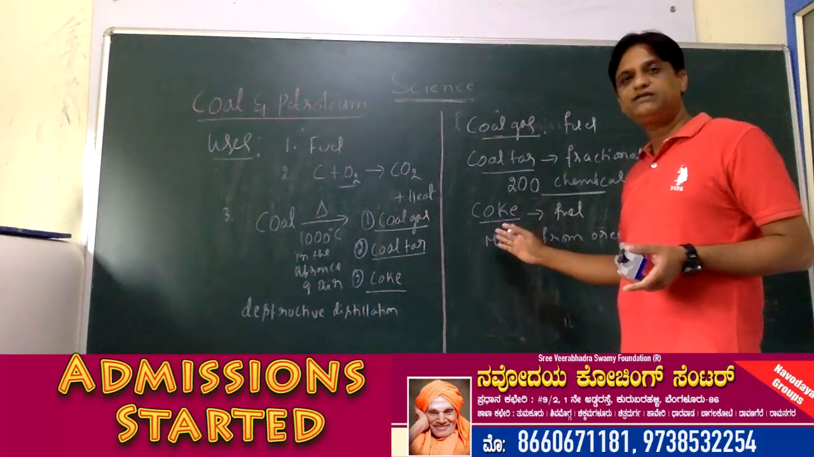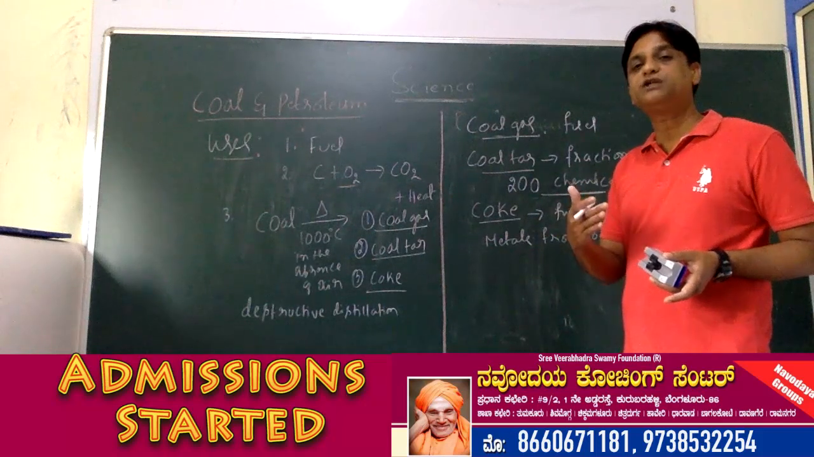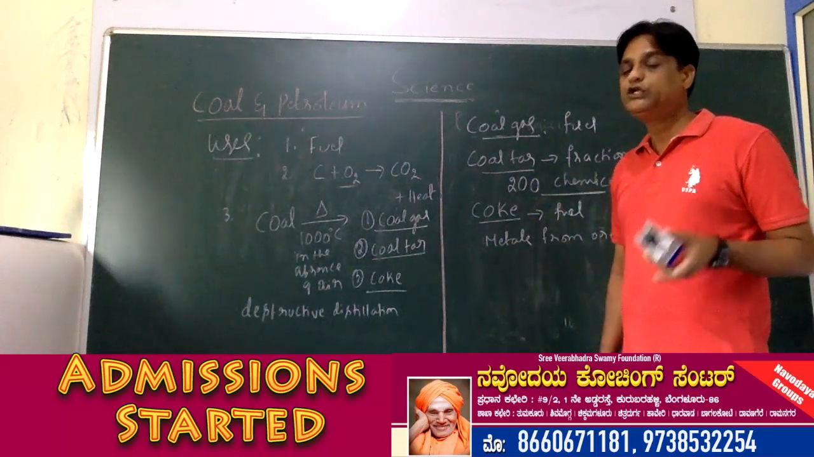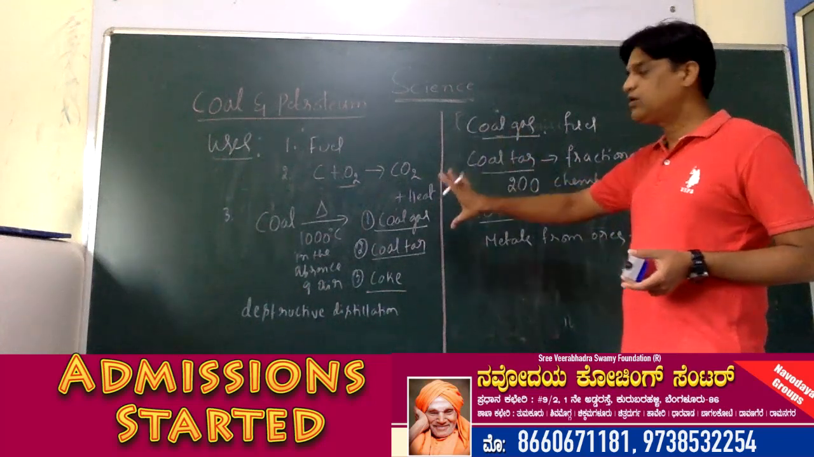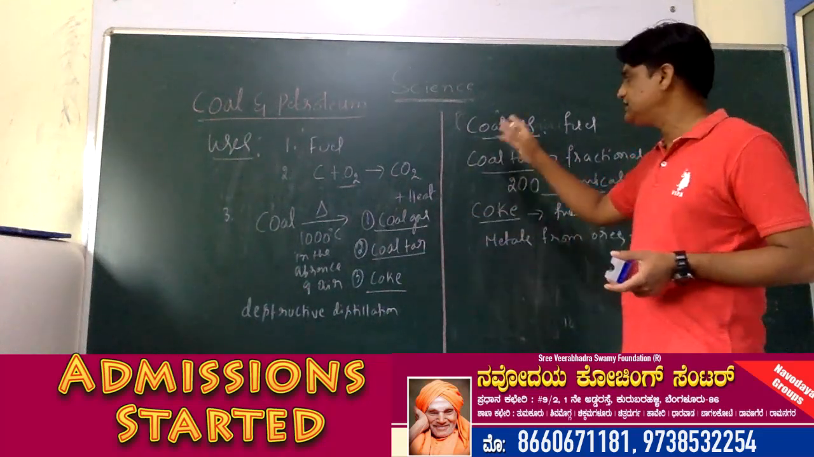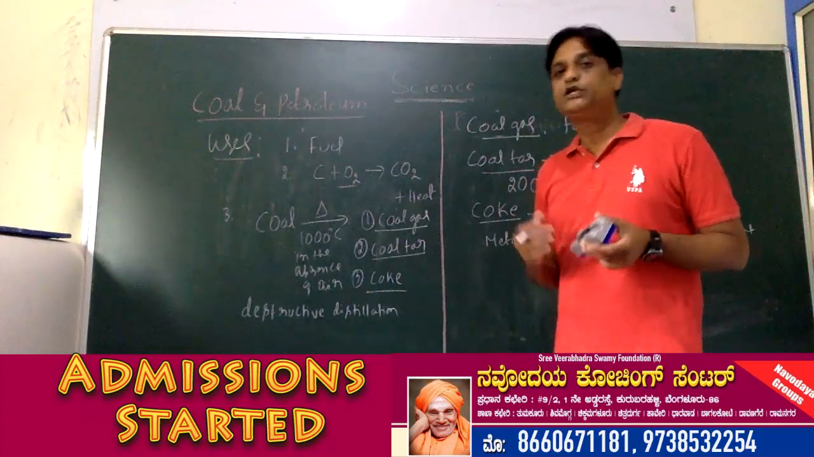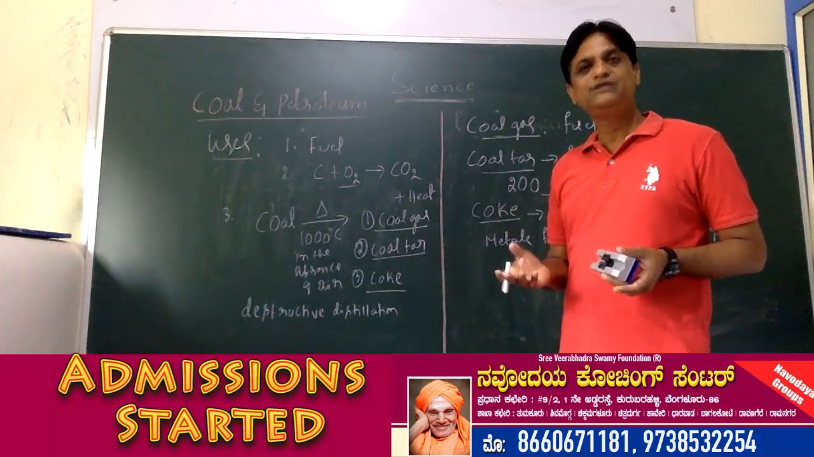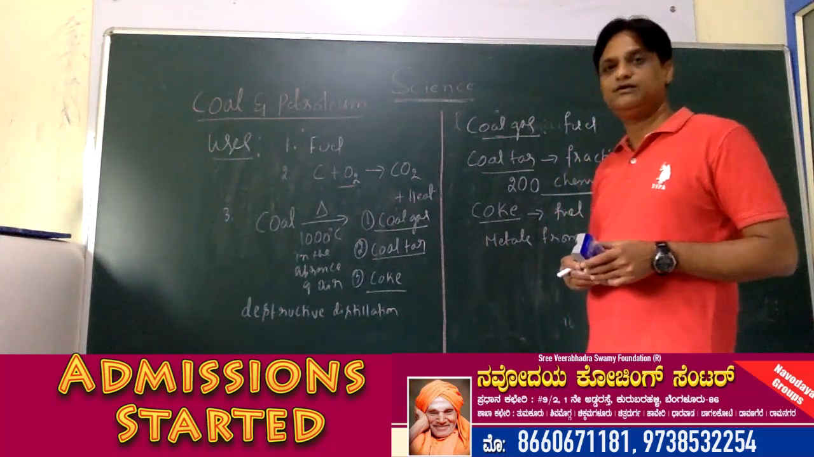And apart from that, coke can also be used as the raw material for preparation of a number of other useful substances. So when coal is subjected to destructive distillation, we get three important fractions, and all of them are very useful to us. So that is what you have to remember related to coal.